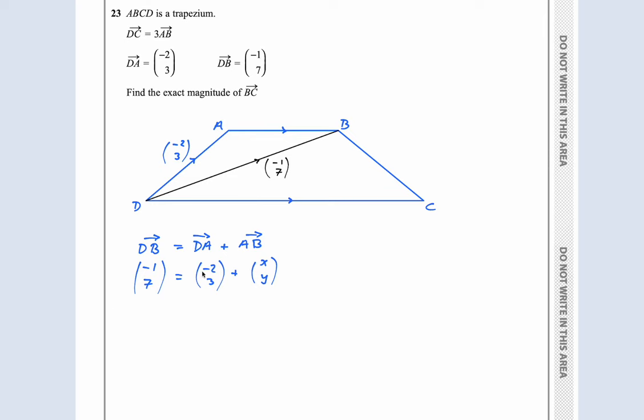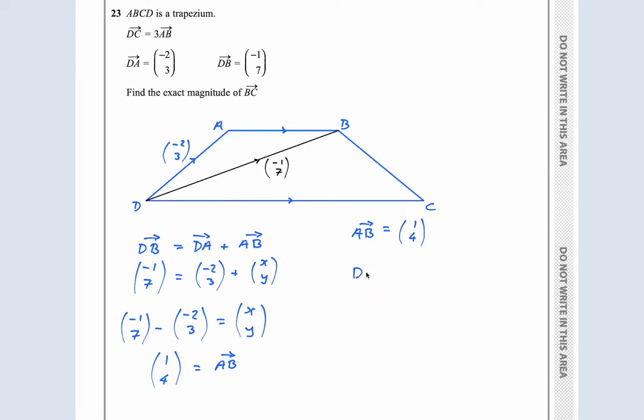So to find XY, I need to subtract this. So I need to go minus 1, 7 minus this. So it's like solving an equation. I subtract this vector, minus 2, 3, equals XY. And then minus 1 minus minus 2 is 1. 7 minus 3 is 4. So the vector is 1, 4, and this is the vector AB. So AB, which is XY, is equal to 1, 4. If AB is 1, 4, what is DC? Well, DC is 3 of these. So it's going to be 3, 12. I just multiply this by 3.